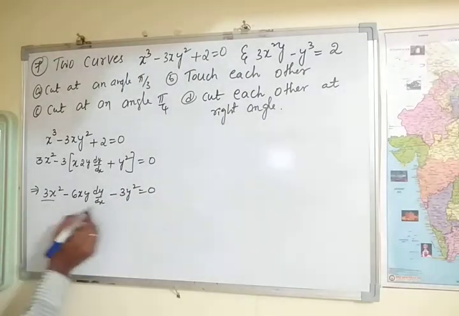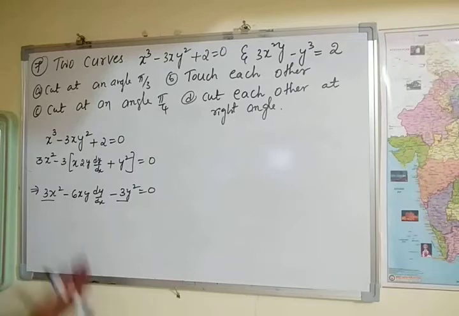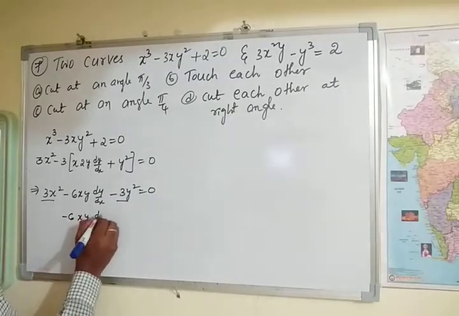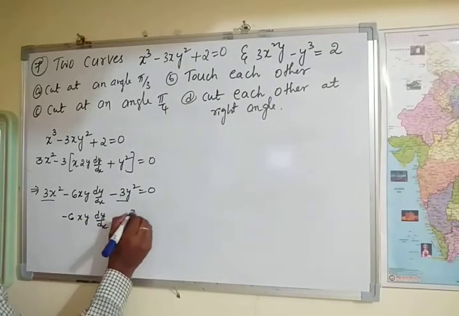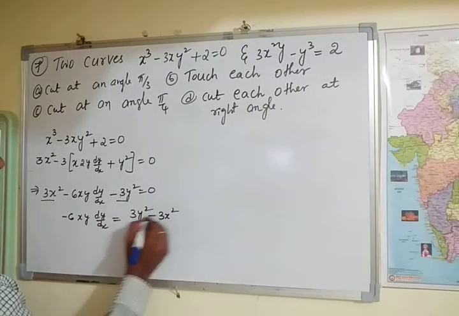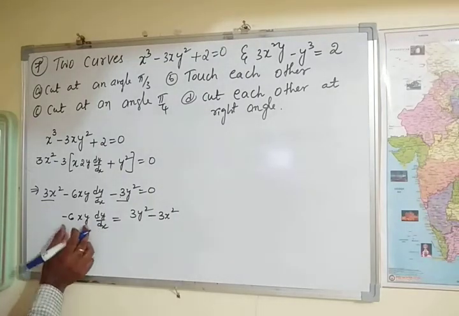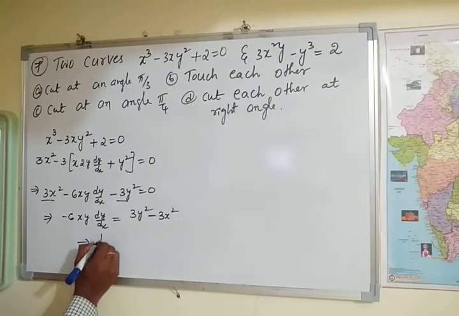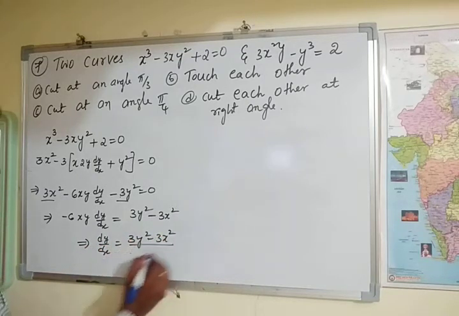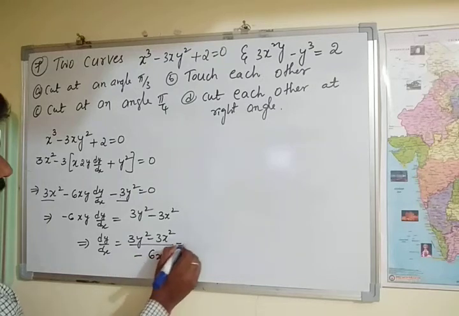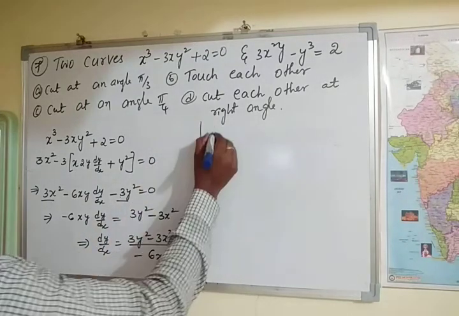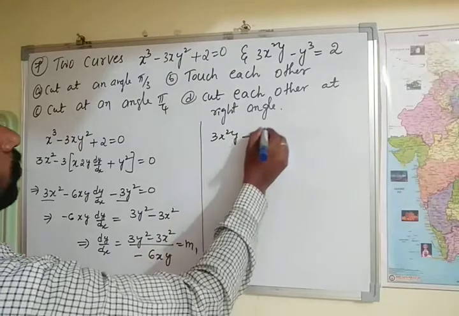Now here, 3x square and 3y square transpose to the right hand side, means take the results to the right hand side. We get minus 6xy dy by dx is equals to minus becomes plus 3y square, plus becomes minus 3x square. Next, divide both sides by minus 6xy. This implies dy by dx is equals to 3y square minus 3x square divided by minus 6xy. So here we consider this slope 1, m1. Next, consider the second curve, 3x square y minus y cube is equals to 2.